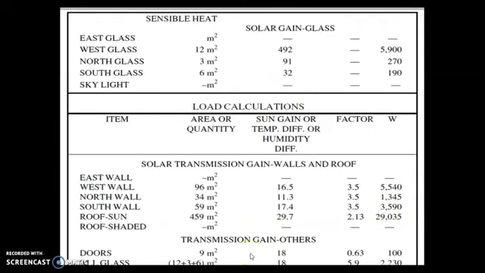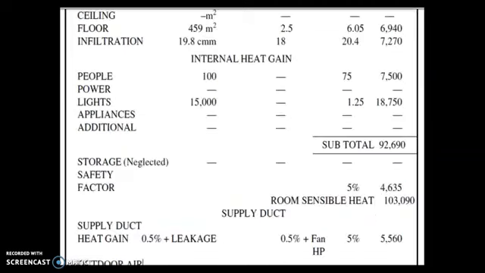Next, we find the heat transfer by solar radiation through the doors, all glasses, and partition walls. Next, we focus on internal heat gain. There are 100 people, so the sensible heat load is 7,000 watt. The lights are 1500 watt, so we calculate the sensible heat load value.